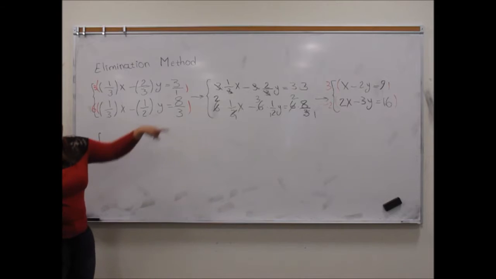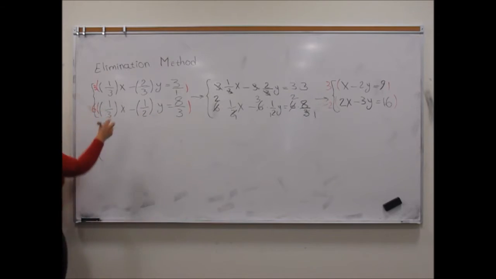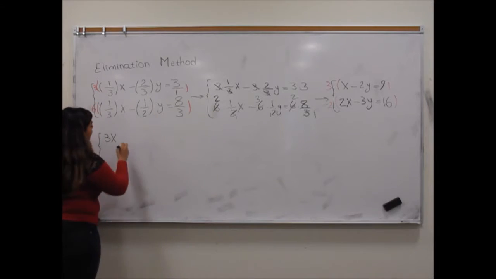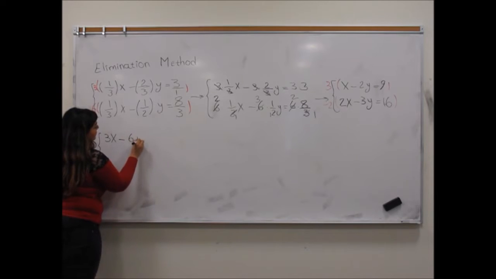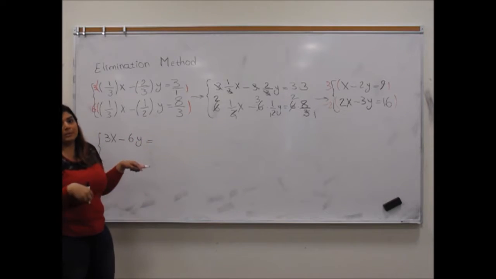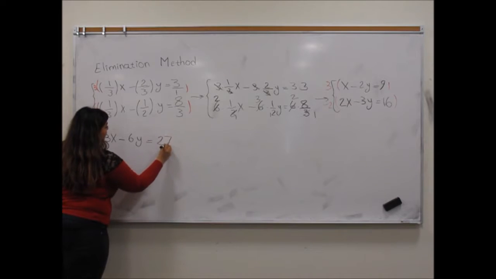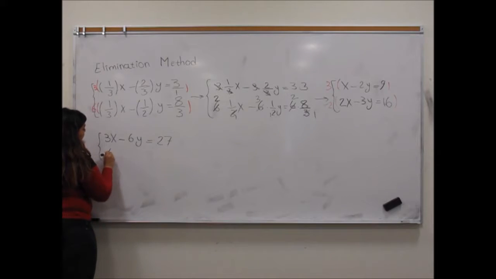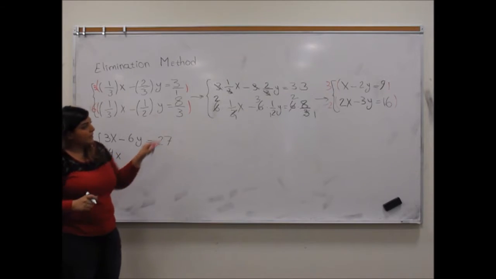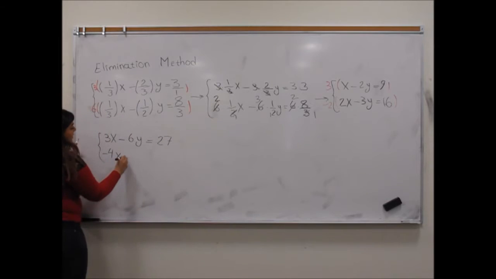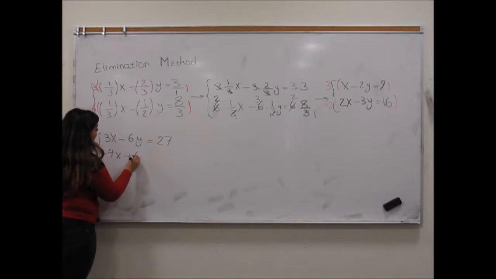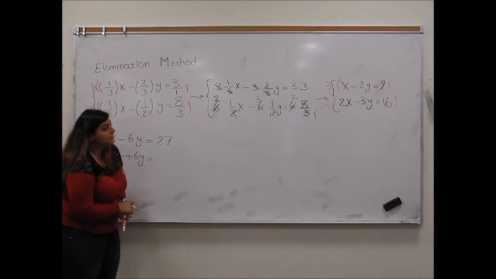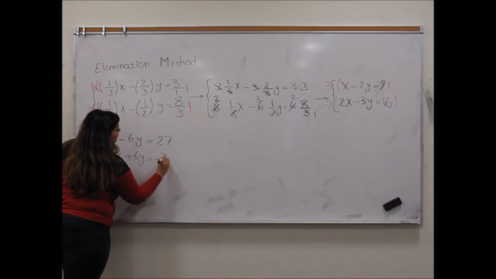If I do that, for the first equation I'm going to get 3x, and 3 times negative 2y, negative 6y. 9 times 3 is 27. Negative 2 times 2 is negative 4x. Negative 2 times negative 3, the sign is going to be positive, and 2 times 3 is going to be 6, so 6y. And then negative 2 times 16 is going to be negative 32.